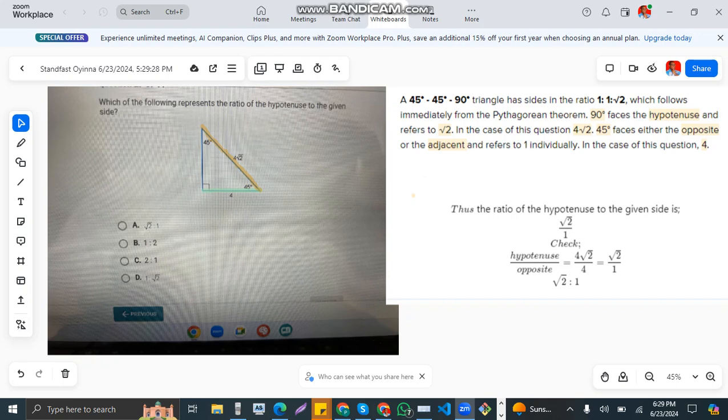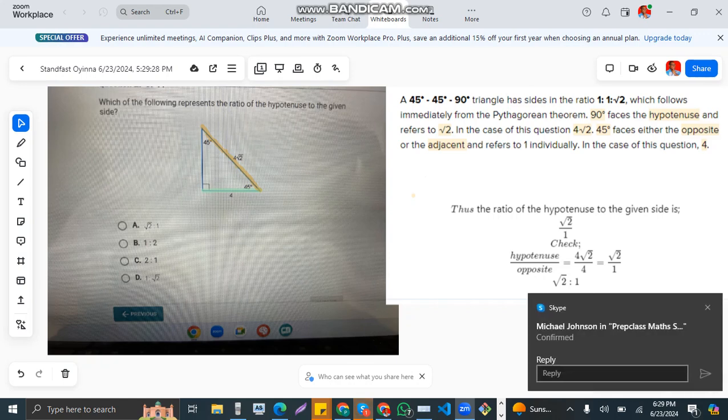Now I've used a brown highlight to paint the line that represents the hypotenuse, where we have 4 root 2. And the line I have highlighted with green, where we have 4, is the given side. So they asked us to find the ratio of the hypotenuse to the given side. The hypotenuse is 4 root 2 and the given side is 4.